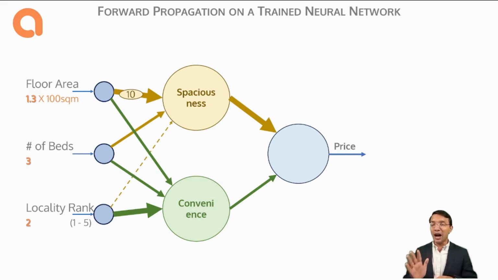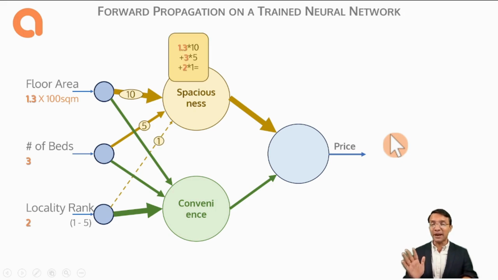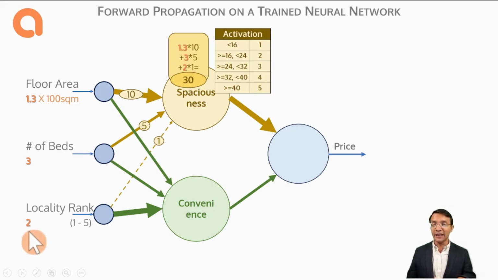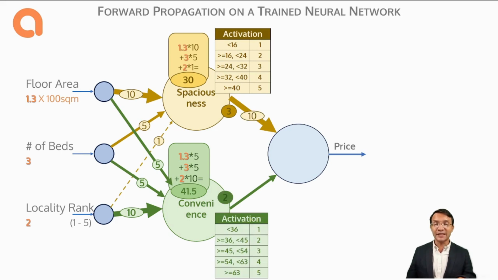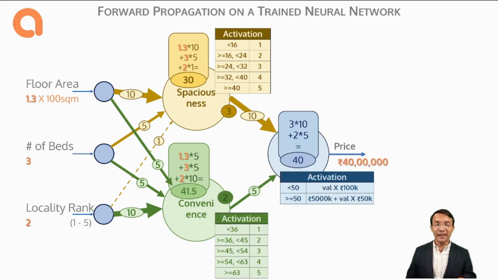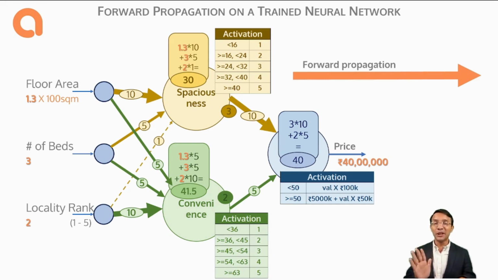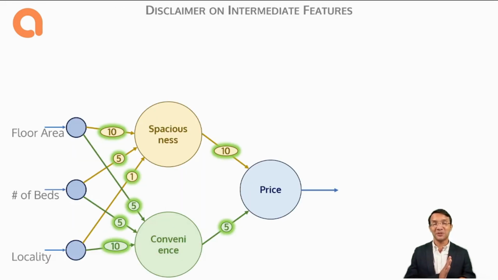Therefore, when we now do a forward propagation with these parameters for a house for which we do not know the price, but we know only that the input parameters are 130 square meters, 3 bedrooms and 2 locality, we can predict the price to be exactly equal to 100,000 rupees. So through forward propagation, we now predict the price of that house.